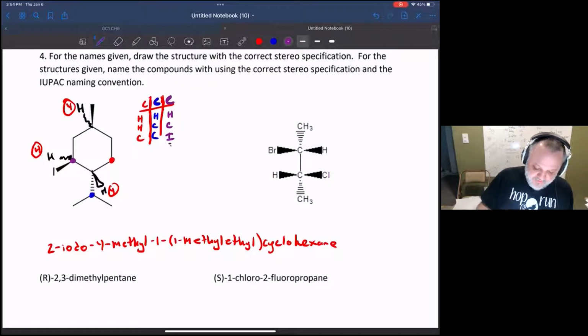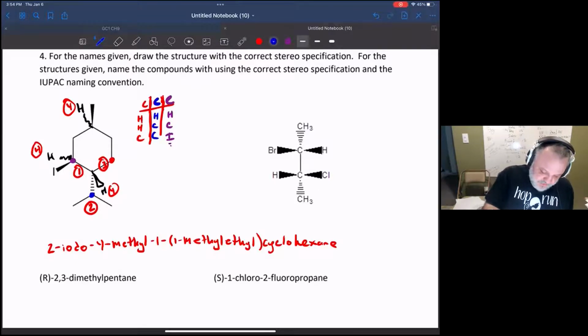Iodine beats everything. It's the heaviest. So it's the top priority. So this is the 1 priority direction. The next priority direction is the blue carbon. That's the methyl ethyl group. So that's 2. And the last one is this direction, 3. And so now we have all 4.